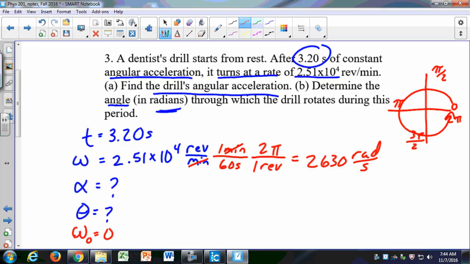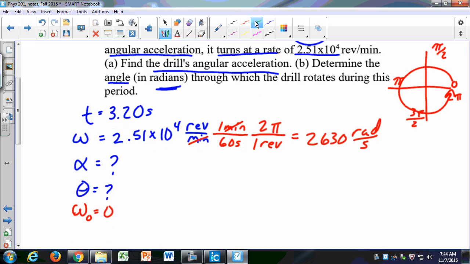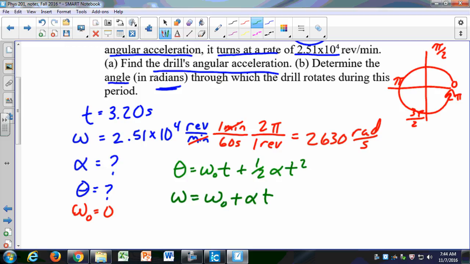Now, I always like to write my equations. I only have 2, so they're pretty easy to write. And they're on your equation sheet, but I like to write them. I say theta equals omega naught t plus 1 half alpha t squared. And then I also have omega equals omega naught plus alpha t. Now at this point, I don't really know how I'm going to approach this problem, but I know that I'll need to take the information that's given and in some way solve these equations in order to find what I'm looking for. Now I'm looking for alpha here and theta here.